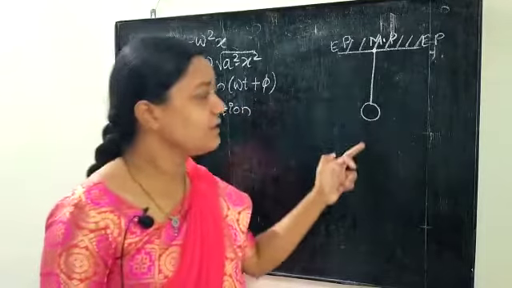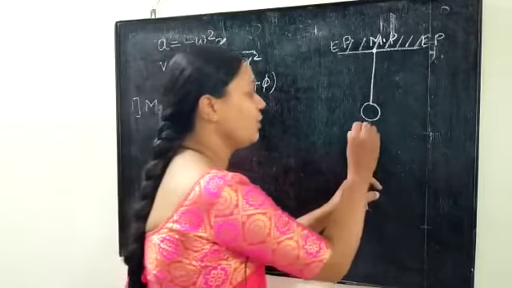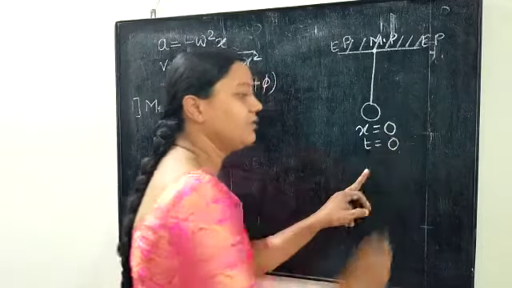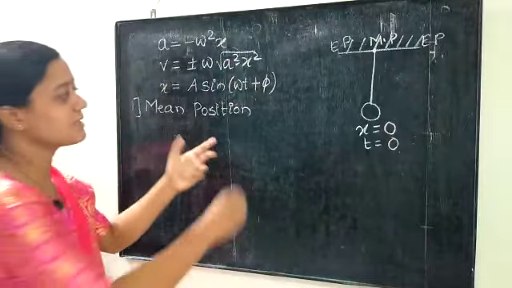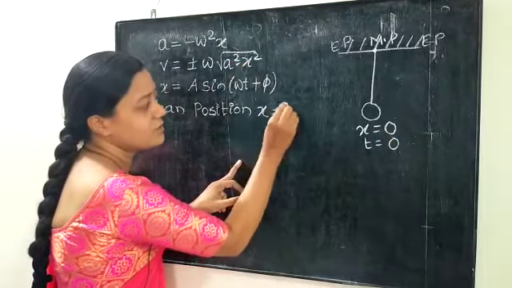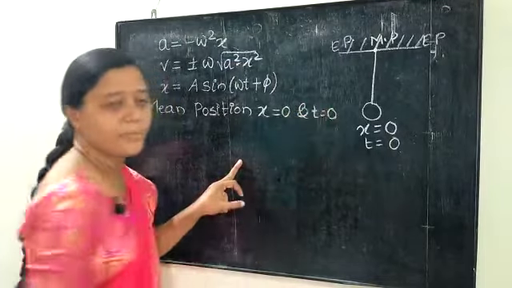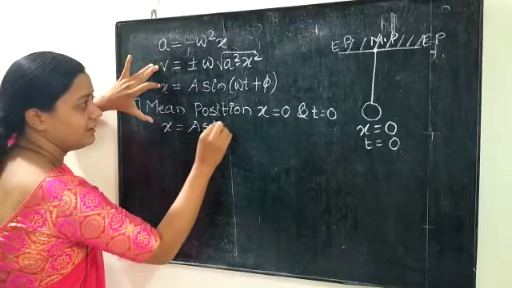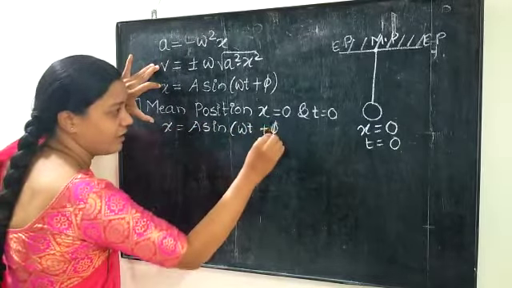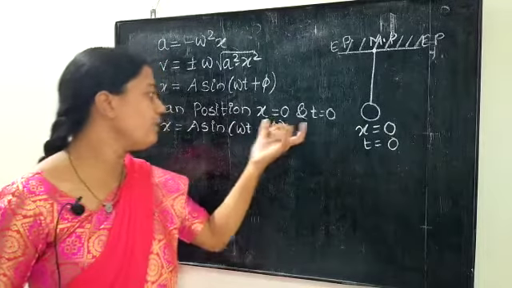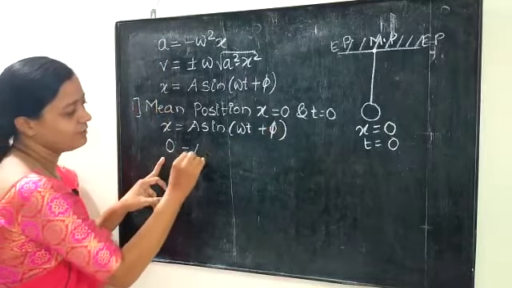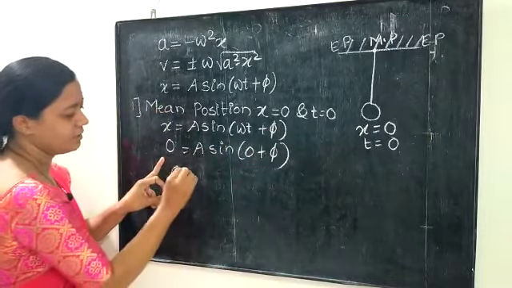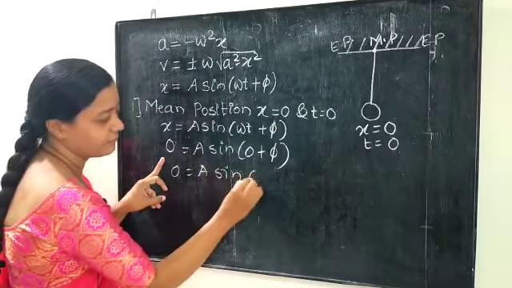At the mean position the bob is at rest, so here we get displacement x equals 0 at time t equals 0. So in the first case, at the mean position, x equals 0 and t equals 0. Now we have the equation x equals a sin omega t plus phi. After substituting these two values we get 0 equals a sin 0 plus phi, that is, 0 equals a sin phi.